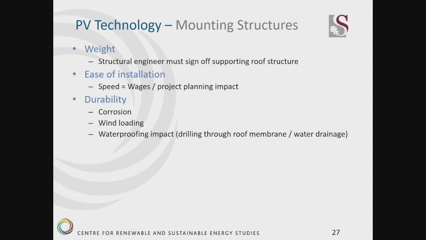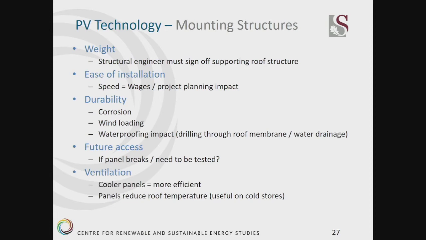Then the durability. A good installation can last a long time, but a bad one will give you headaches. So make sure that the material used is protected for corrosion, it can handle the wind loading, and that it doesn't impact the waterproofing of your roof. If something goes wrong, you also need to look at future access. So if a panel breaks, if something drops on it and it needs to be fixed or it needs to be taken out and replaced, is there easy access to this?